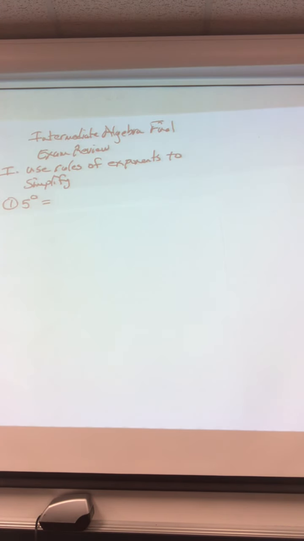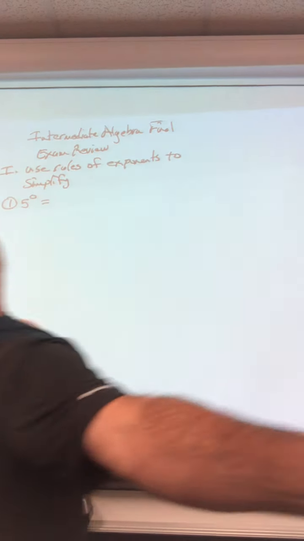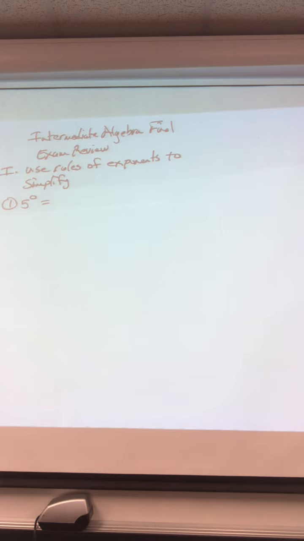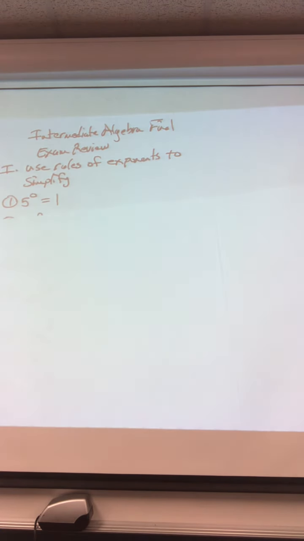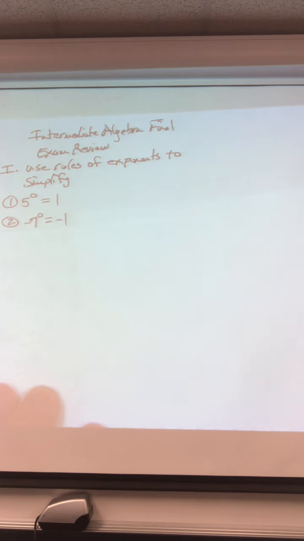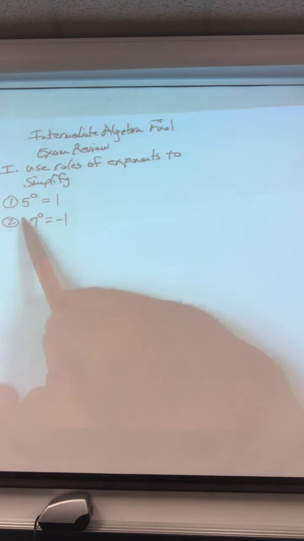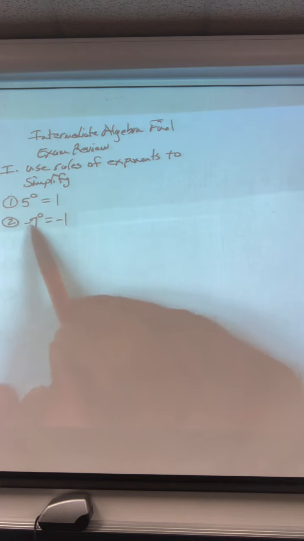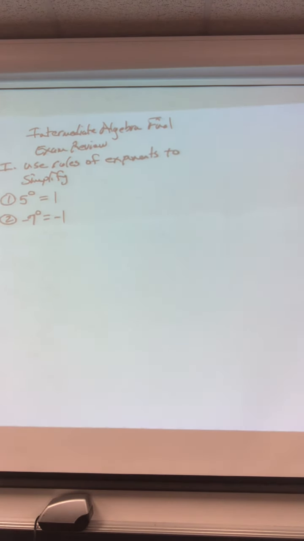First of all, by definition, remember anything raised to the 0 power is 1. That's just the definition. So the answer to that one is 1. Okay, this next one, be careful. Negative 7 to the 0. Right here, this 0 power only applies to the 7, not the negative. That's why the negative is in your answer. Now, if I had put negative 7 in parentheses like this, the answer would be positive 1. But since that negative is not in the parentheses, it stays in the problem.